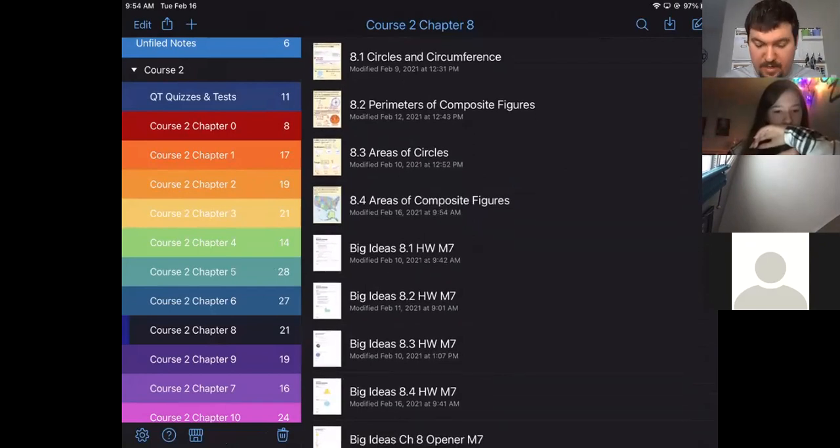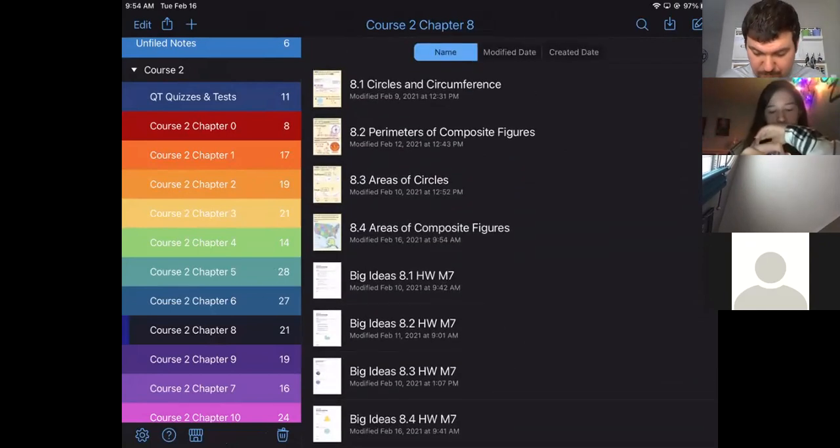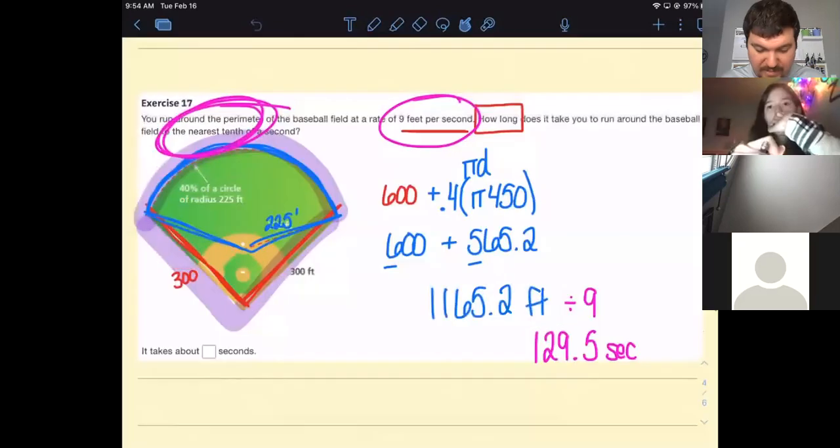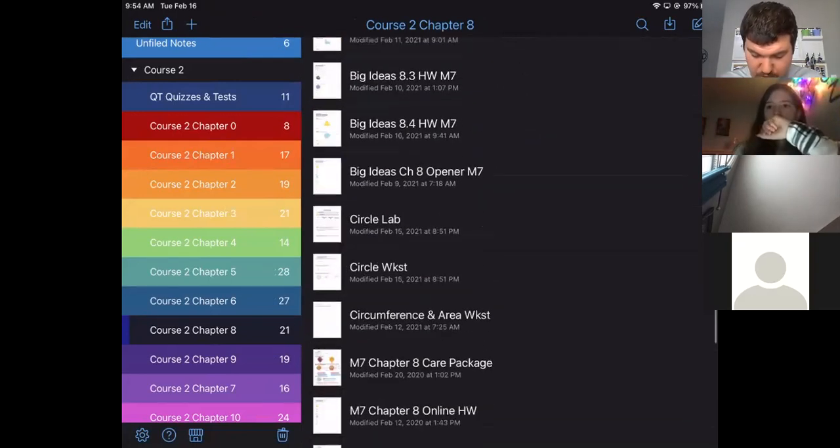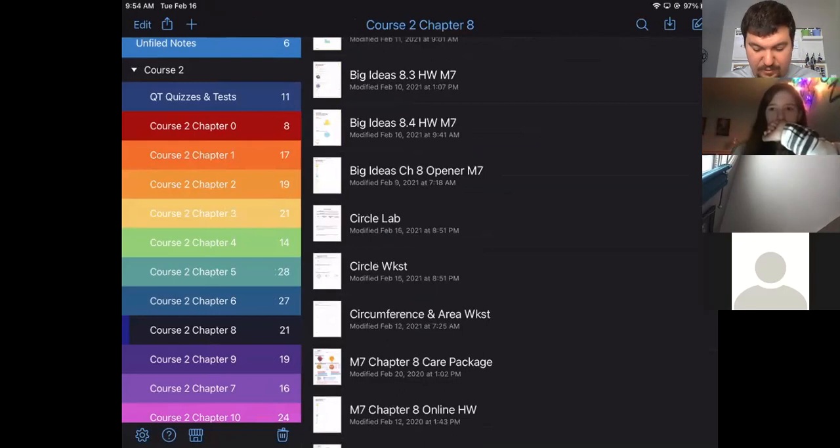So 8.2, the perimeter of composite figures. This 8.2 is due tomorrow. I gave you an extra day on that one. 8.4 is due Thursday. I gave you an extra day on that one as well. Okay. And then this homework, this circle worksheet, is also going to be due Thursday. You have 2 full days from right now to do the circle worksheet.